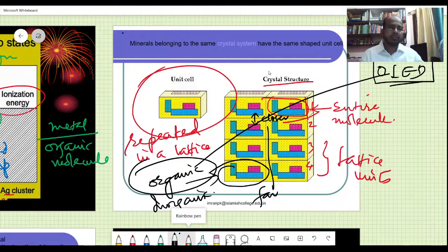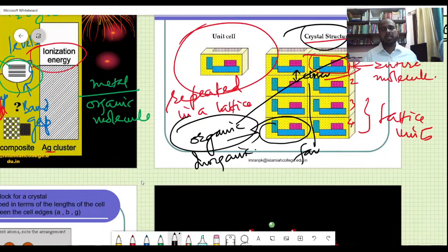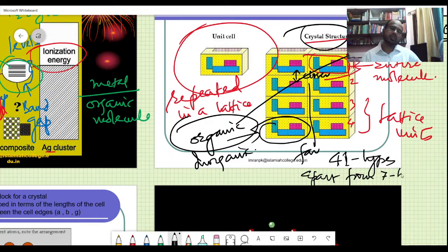Almost all our visible screens, ranging from mobile phones to TV, are made up of the OLED. So this OLED structure is actually a crystal structure, but for an organic molecule, and it has got some shape, and there are about 41 types of symmetries apart from 7 basic crystal systems.